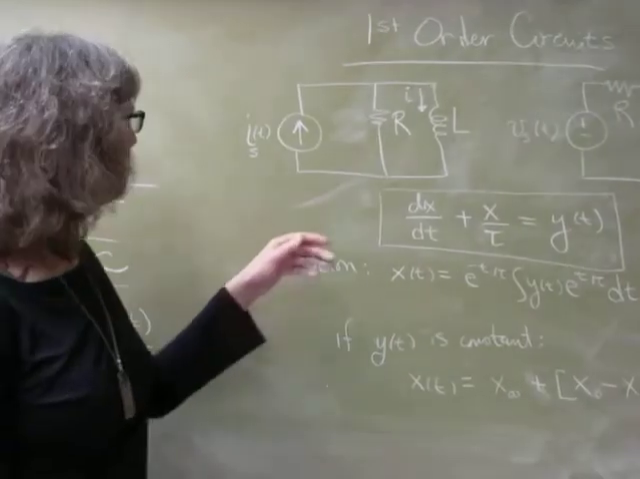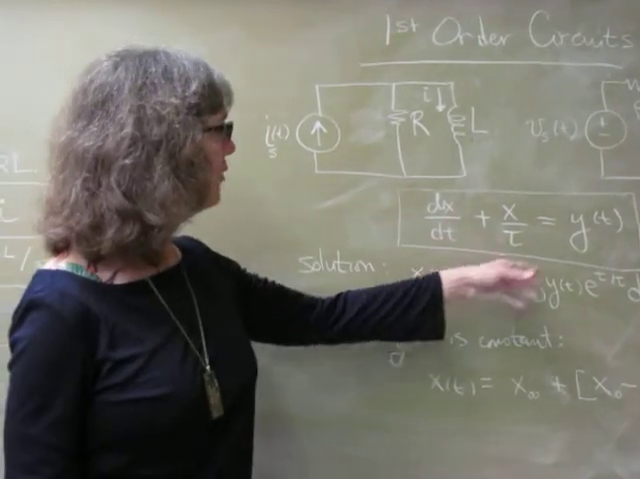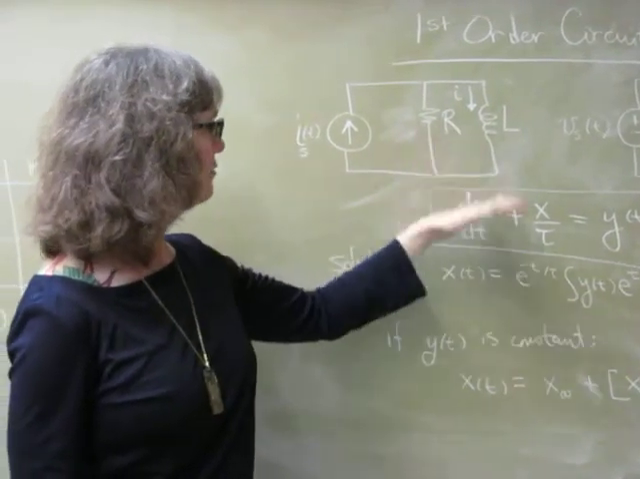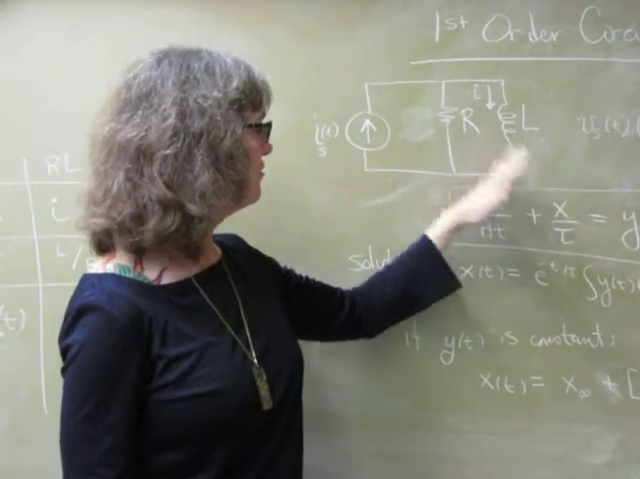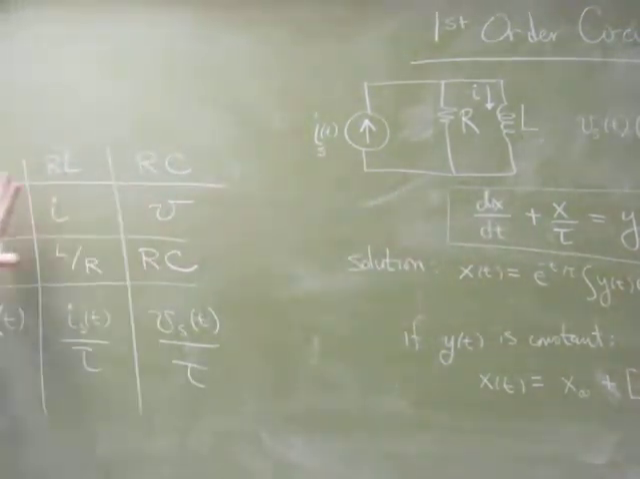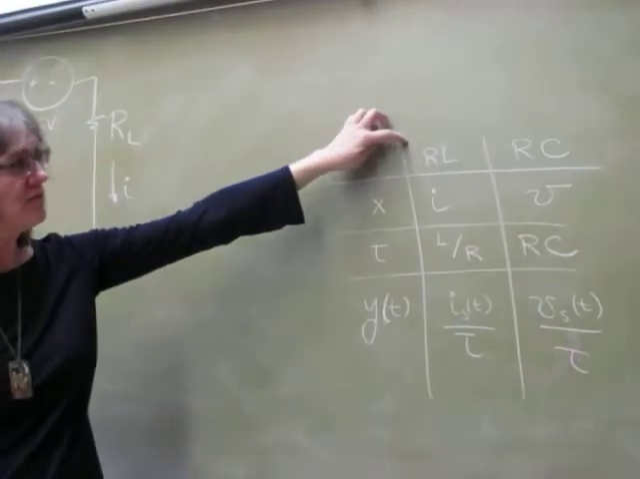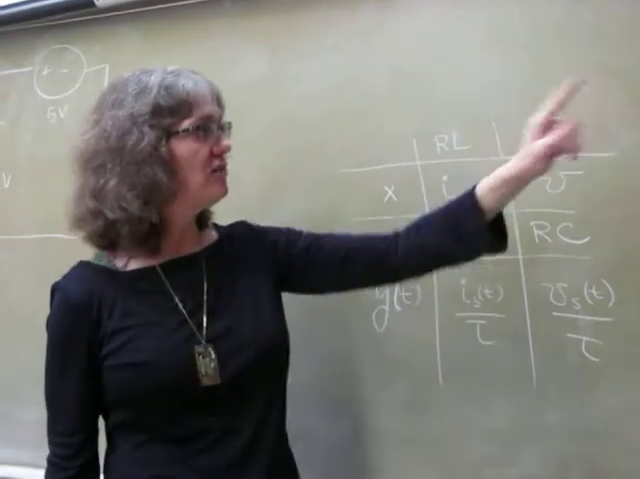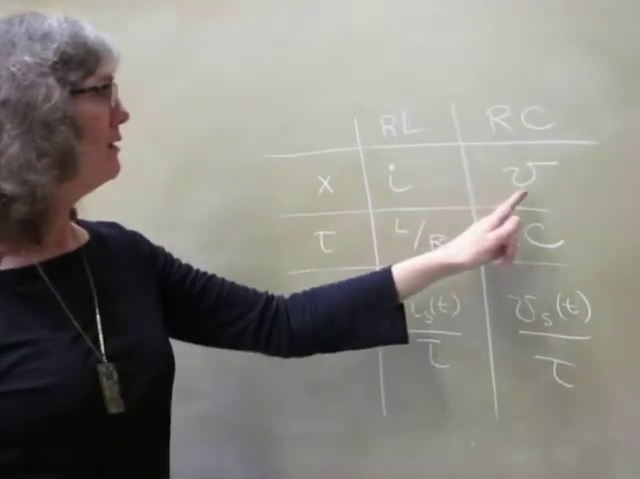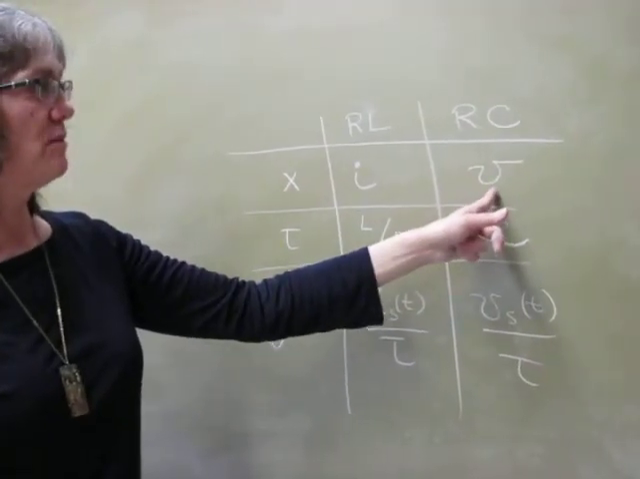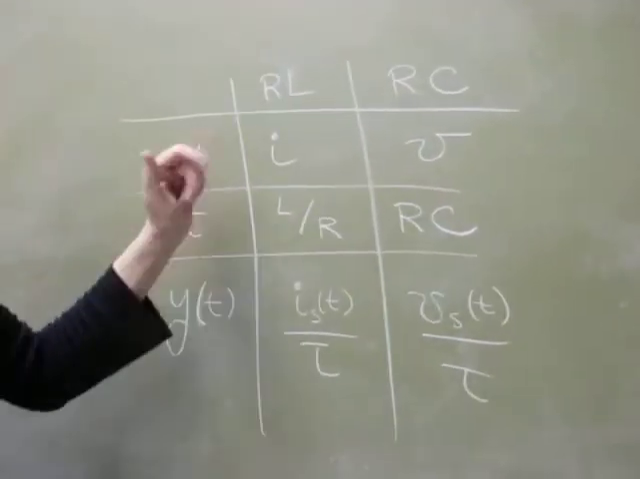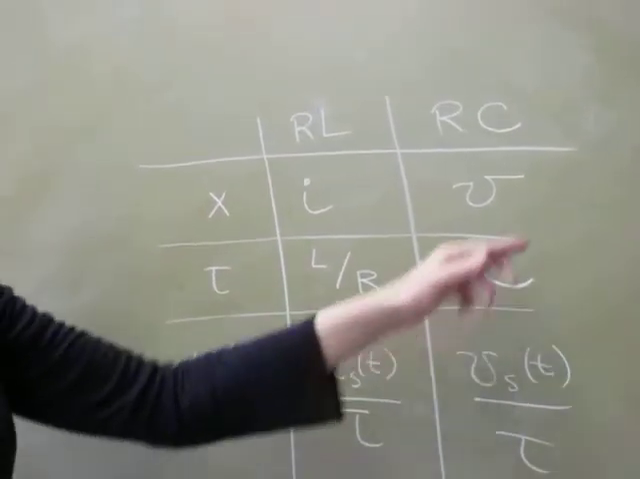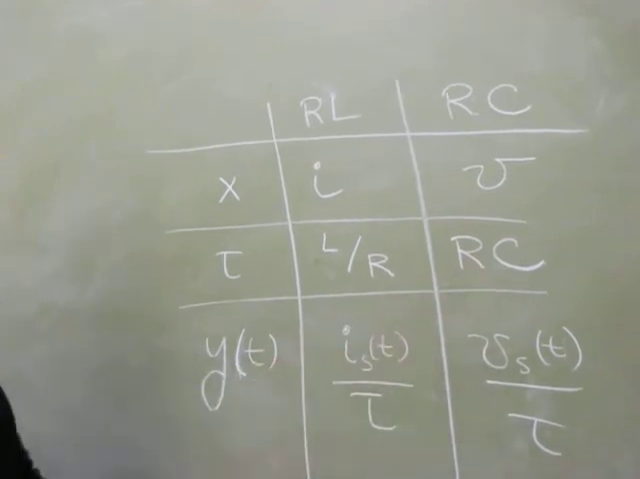Now, you say, well, wait a second, what's x, and what's tau, and what's y? I mean, we've got I and V and R and L, so what are these things? Well, it depends on the circuit. Here's the key. If you've got the RL circuit, x is the current through the inductor. If you've got the RC circuit, x is the voltage across the capacitor. Tau for the inductor current circuit is L over R. If you've got the capacitor circuit, it's R times C.